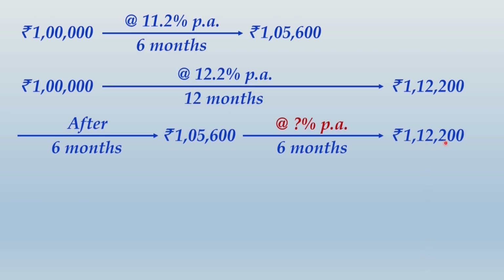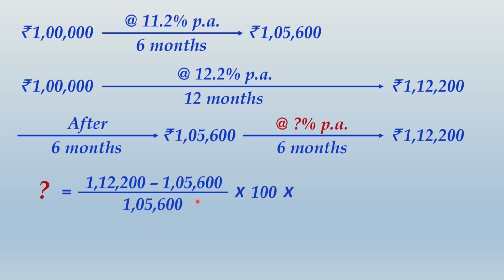Simple logic is (P1 minus P0) divided by P0. So the question mark value will be (1,12,200 minus 1,05,600) divided by 1,05,600. That will be the interest rate, but that interest rate will be for 6 months. To convert that into per annum, we would multiply by 12 by 6, and you can use your calculator and check it. It will be exactly 12.5% per annum.